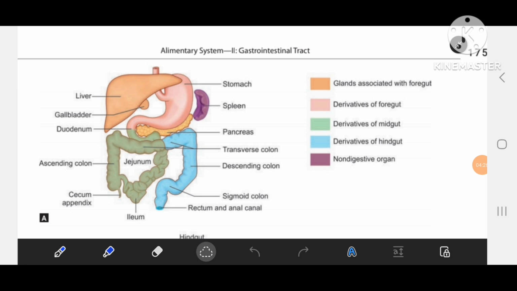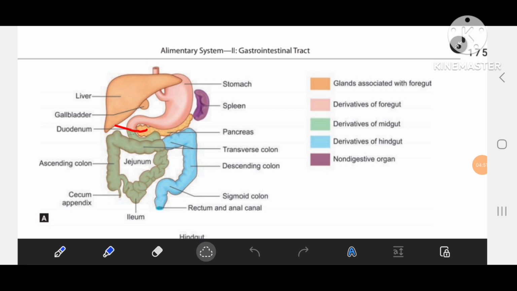Here the part up to this portion is starting from the terminal part of the esophagus, the stomach, and some part of the duodenum. This is derived from foregut, and also liver, gallbladder, spleen, pancreas, these are also derived from foregut.